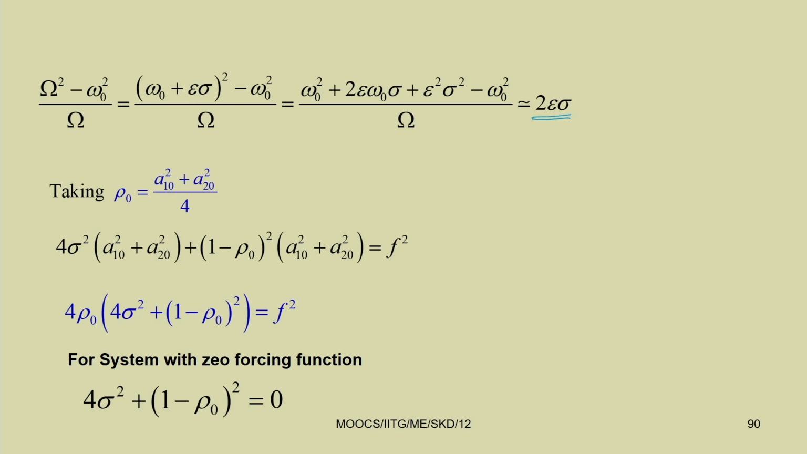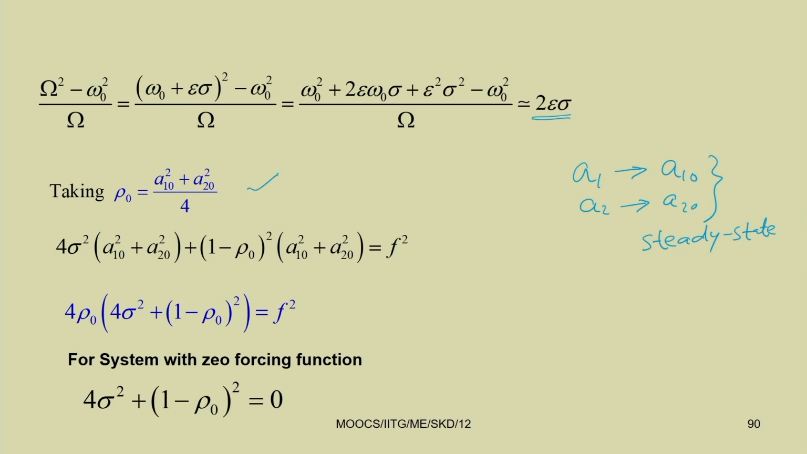So, now by taking this rho 0 equal to a1. For steady state, taking a1 equal to a1 0 and a2 equal to a2 0. So, this is for the steady state solution. Taking this thing, rho 0 equal to (a1 0 square plus a2 0 square) by 4.